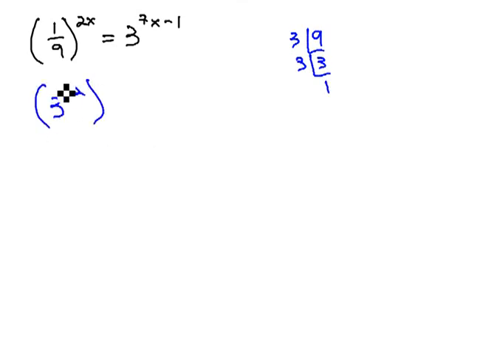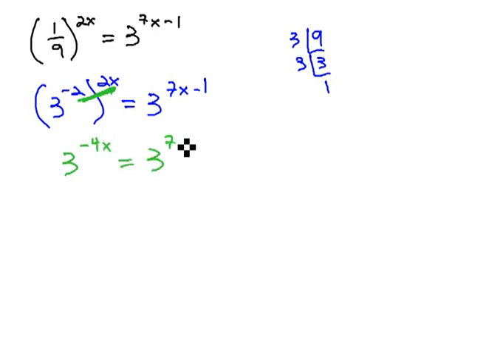However, to create the fraction, the exponent must be negative. A negative exponent creates the fraction. We still have 2x outside and 3, which is already prime, to the 7x minus 1. And now we can multiply our exponents, giving us 3 to the negative 4x equals 3 to the 7x minus 1.